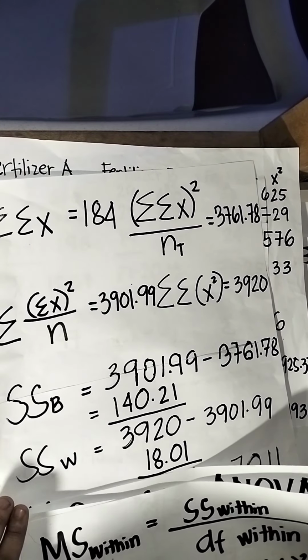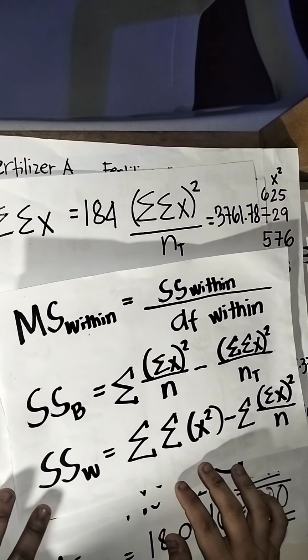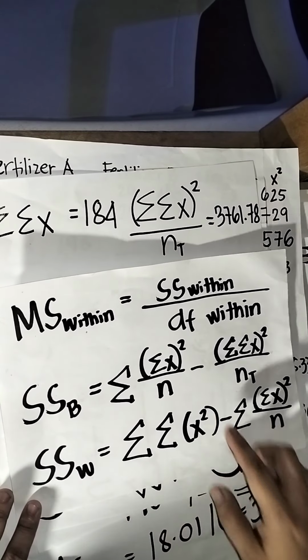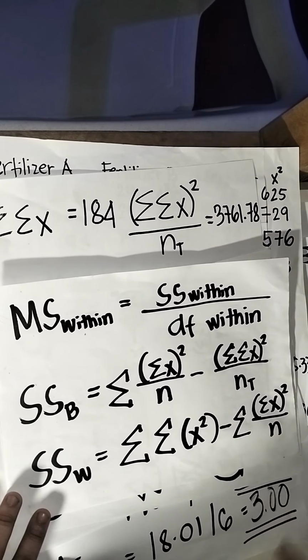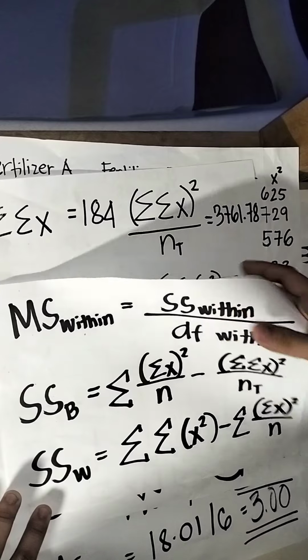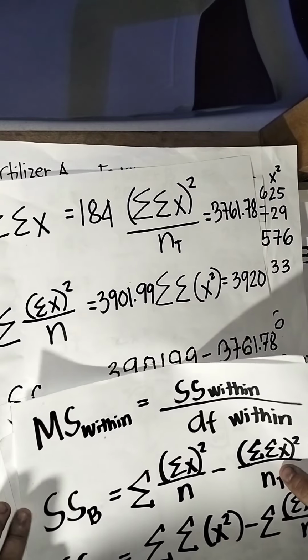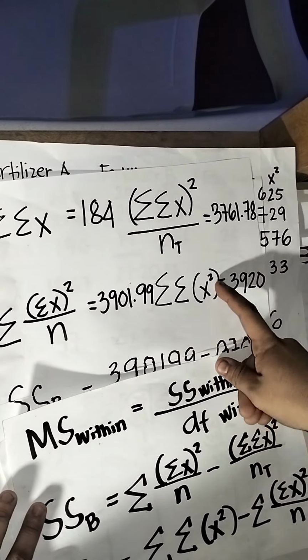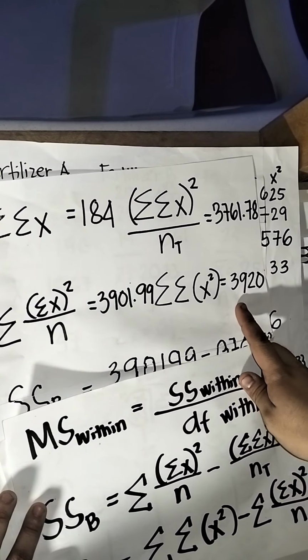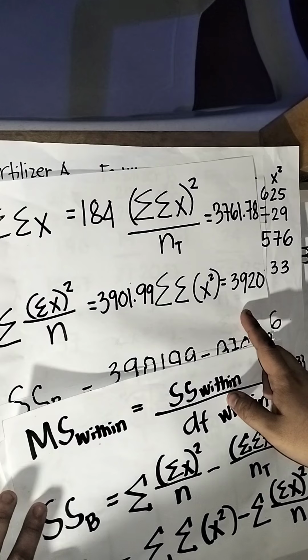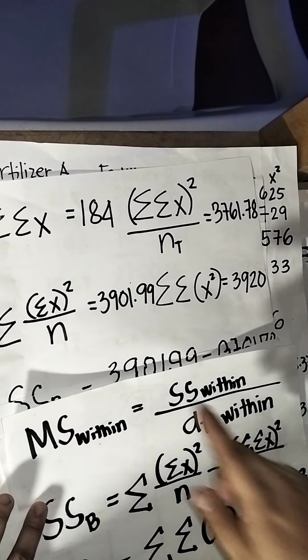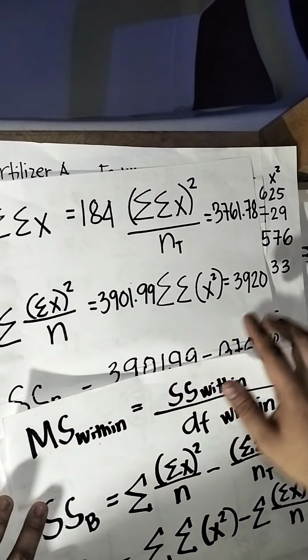So how about the value for our SS within? For our SS within, we just subtract the summation of x squared minus the summation of x raised to the power of 2 divided by n. Okay, now, let's have the value. Do we have the summation of x squared? How much is it? 3,920. So, how about the summation of x raised to the power of 2 divided by n? How much is it? It's 3,901.99.